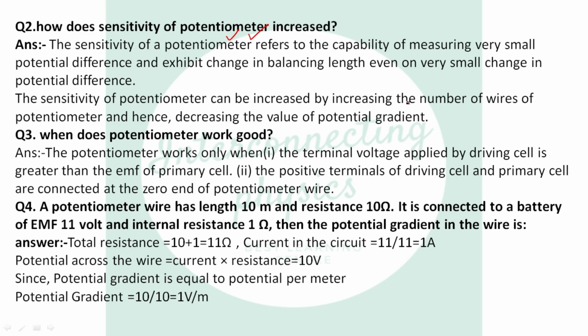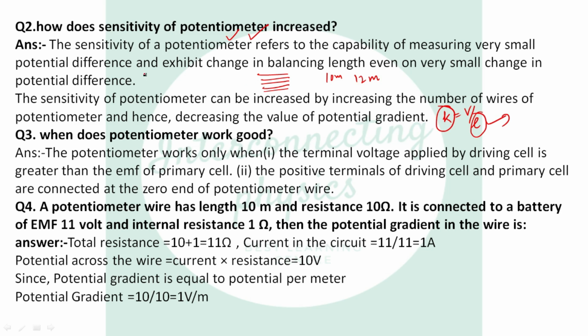So how is the sensitivity of a potentiometer increased? It is increased by increasing the number of wires in the potentiometer, meaning 10-meter long, 12-meter long. If we increase the length of the wire, if we increase the number of wires, the sensitivity of the potentiometer will be increased. How? Because K is V over L. If we increase the value of L, automatically K will decrease.